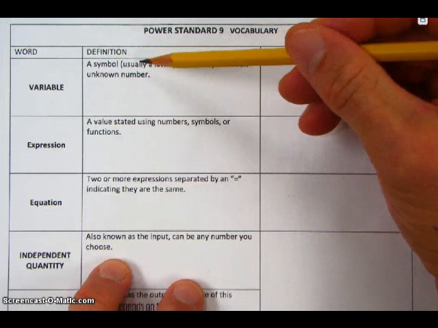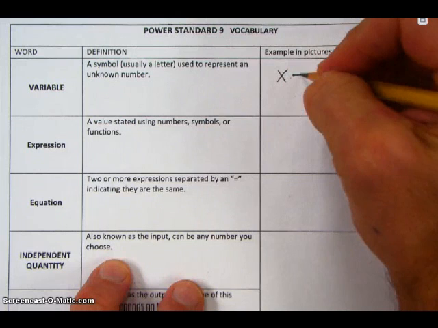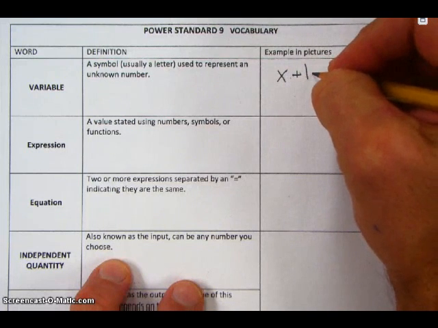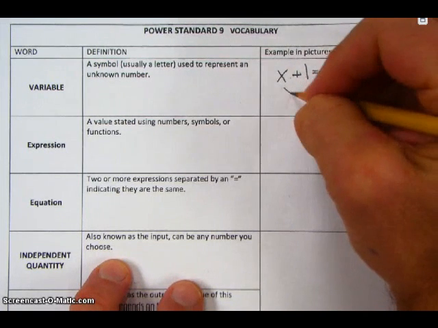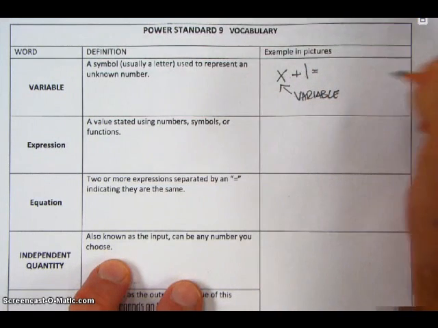It's a symbol, usually a letter, used to represent an unknown number. So like x plus 1 equals, x is our variable, and x could be any value.